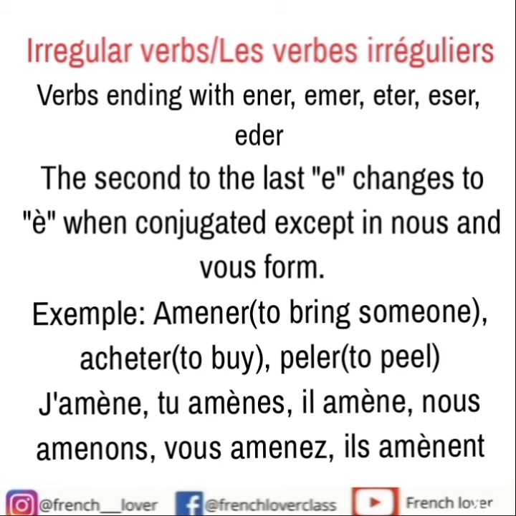Except in nous and vous, you remove it. Remember, this is the present tense. All the rules will come for future or past tense. For now, just memorize these ones. Okay, so every verb in -ener, -emer, -eter, -eder, -eser, they do that. The second to the last e carries a grave accent.